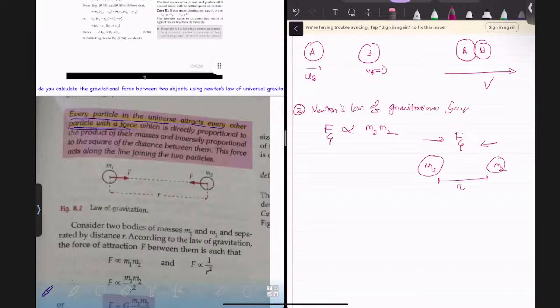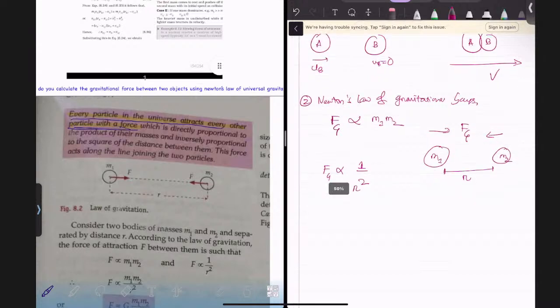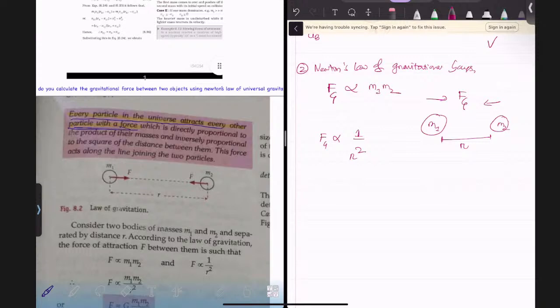Force is directly proportional to the product of their masses, and the same force is inversely proportional to the square of their distance. If the distance between them is r, Fg is inversely proportional to the square of their distance. Okay, so हम लोगों को दो equation मिल गया. This is equation number 1 and this is equation number 2.